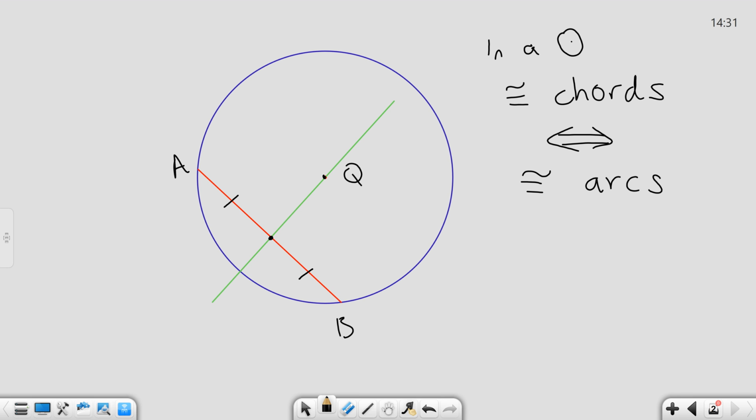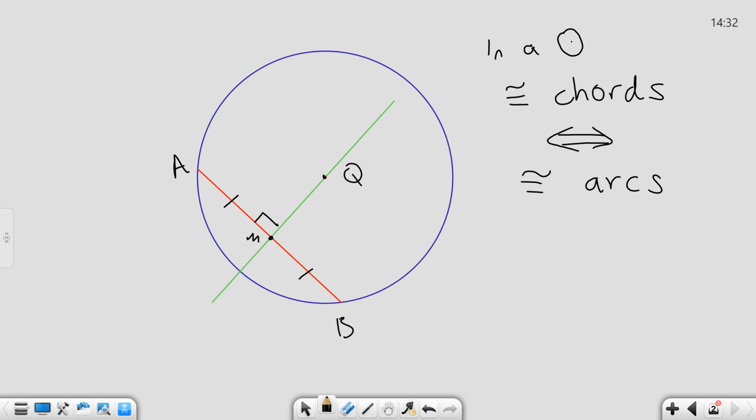Okay, so in other words, let's call this M. AM and MB are congruent. If that is true, what also appears to be true? What else do you notice from that picture? Lucy? They're perpendicular. Beautiful. Which makes green the perpendicular bisector of that chord. Now that's not a fluke. That one works all the time.